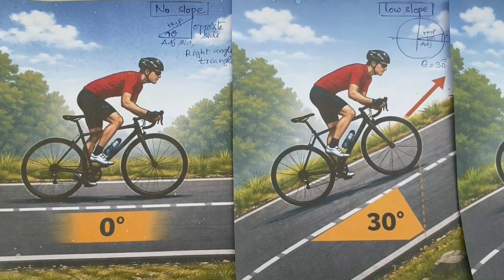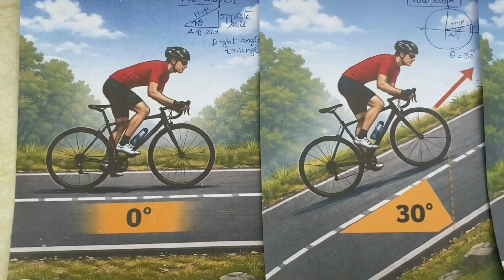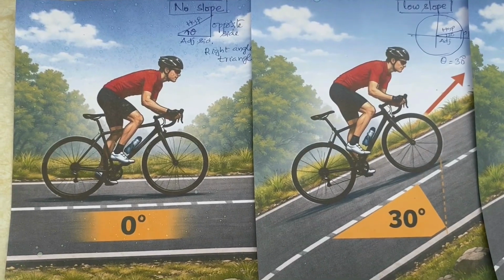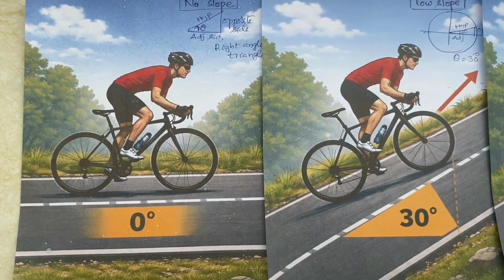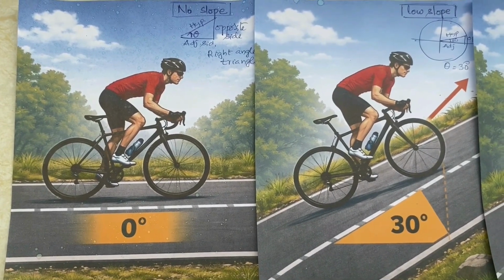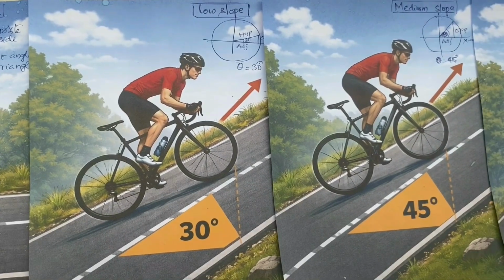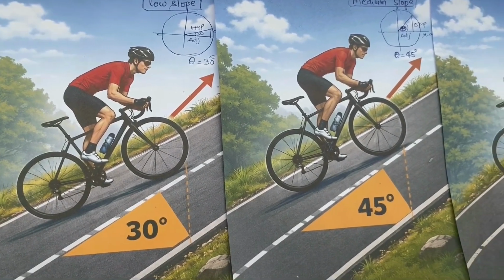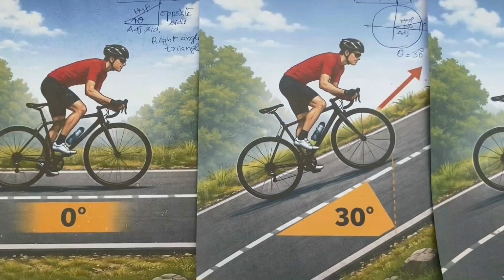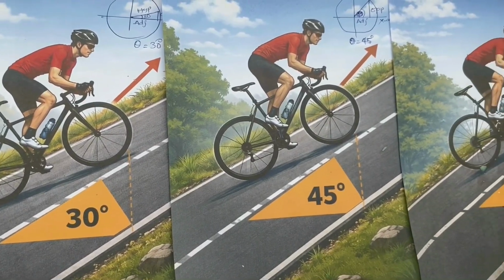If you see the diagrams, you can understand what slope is. A cyclist is riding a bicycle on a smooth road. When the height of the road is 0, the angle is 0. There is no slope. When the road is raised by 30 degrees, it is low slope. When it is raised by 45 degrees, it is medium slope. When the angle is increasing, slope also increases. The height of the road also increases.